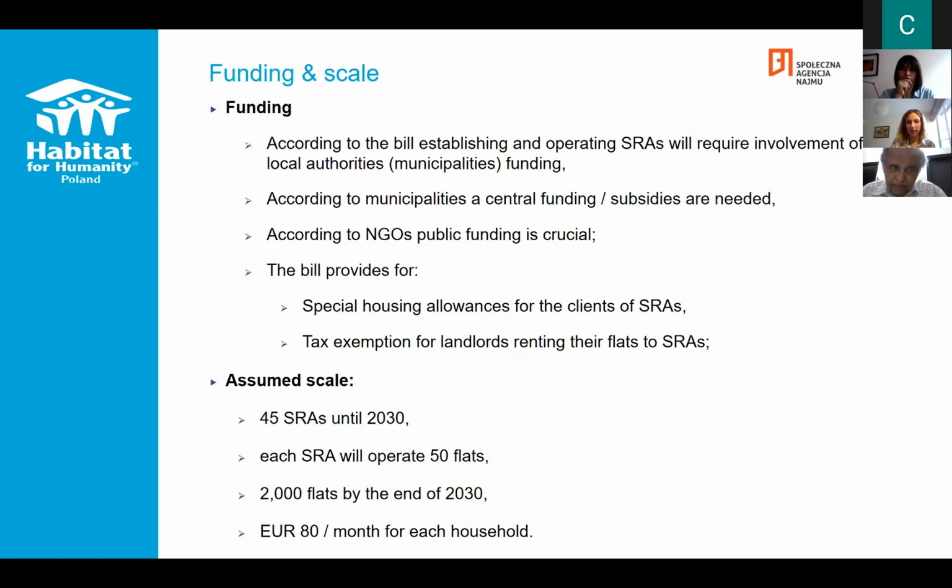And as to the assumed scale, according to the bill, there will be 45 SRAs until 2030. Each will operate 50 flats, so it will be 2,000 flats operated by social rental agencies by the end of 2030. And the special housing allowance that I mentioned is around 80 euros per month for each household.